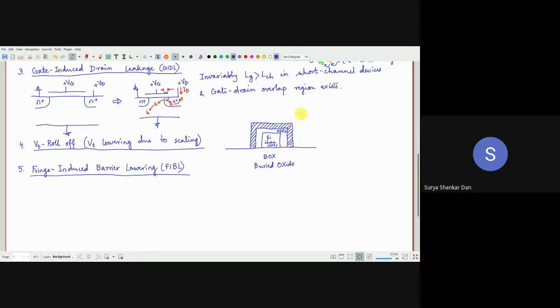Now, whatever we have drawn, this will be extended. And now you are going to make a contact over here, plus VG. Now this is a fin. Whenever we are talking about a FinFET, this is just one fin of a FinFET, and this essentially continues.